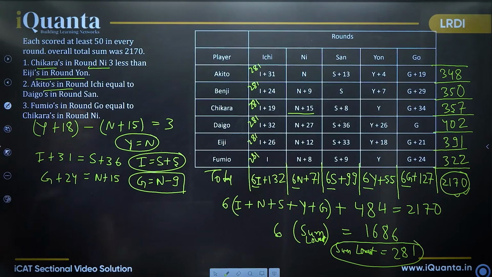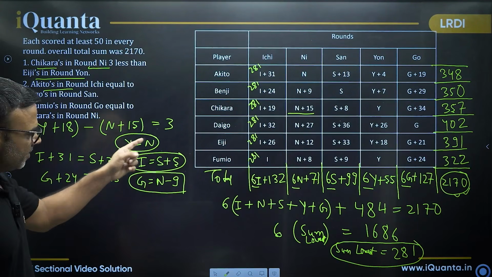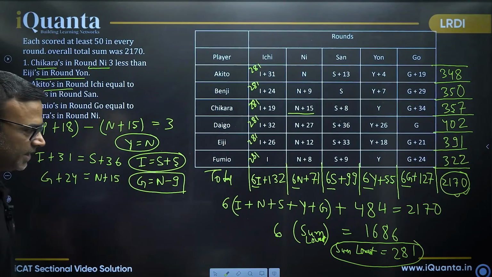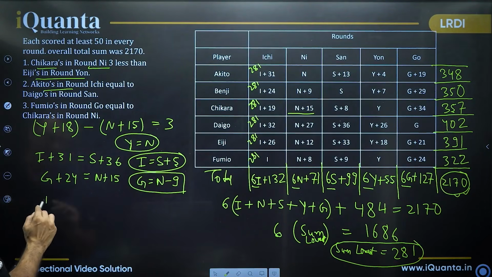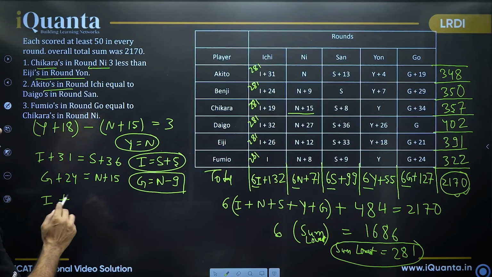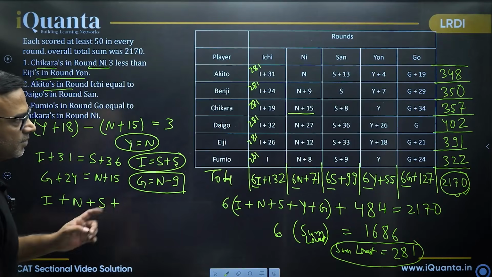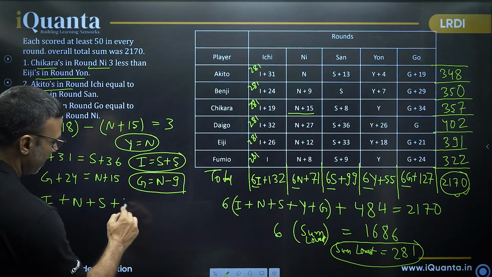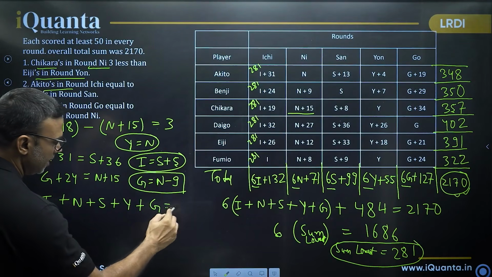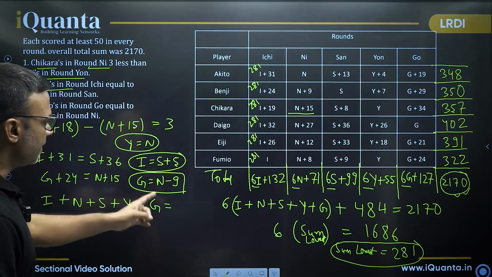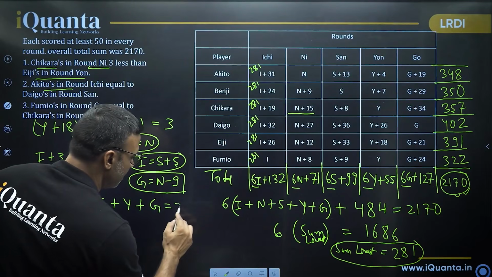So what are we seeing? Y and g can be converted to n. I can be converted to s. So now we have only two variables, n and s. Why am I saying that? Because we already have the information I plus n plus s plus y plus g. Be very patient in such questions because the chances of making a mistake are very high. The question is easy. Lengthiness does not mean the question is difficult. Okay, this is equal to how much? We already have calculated. This is 281.